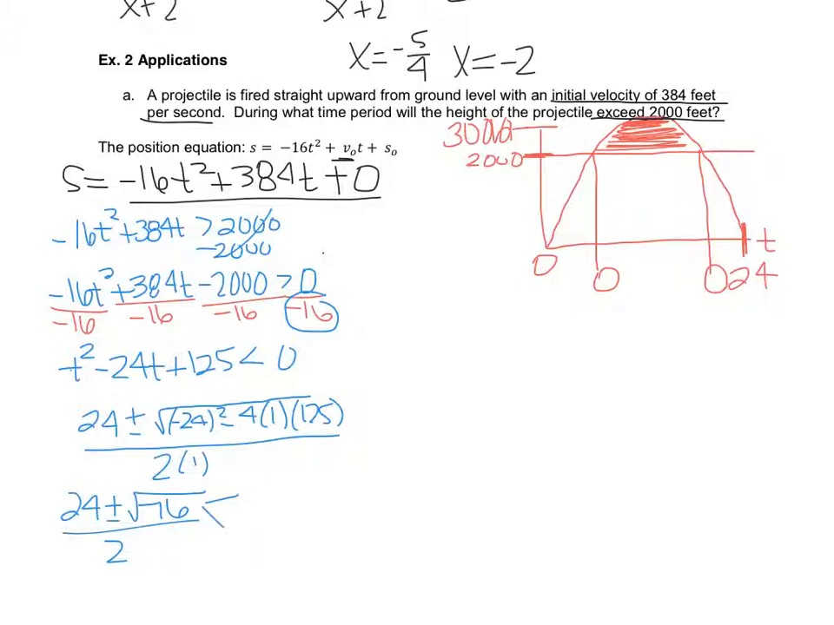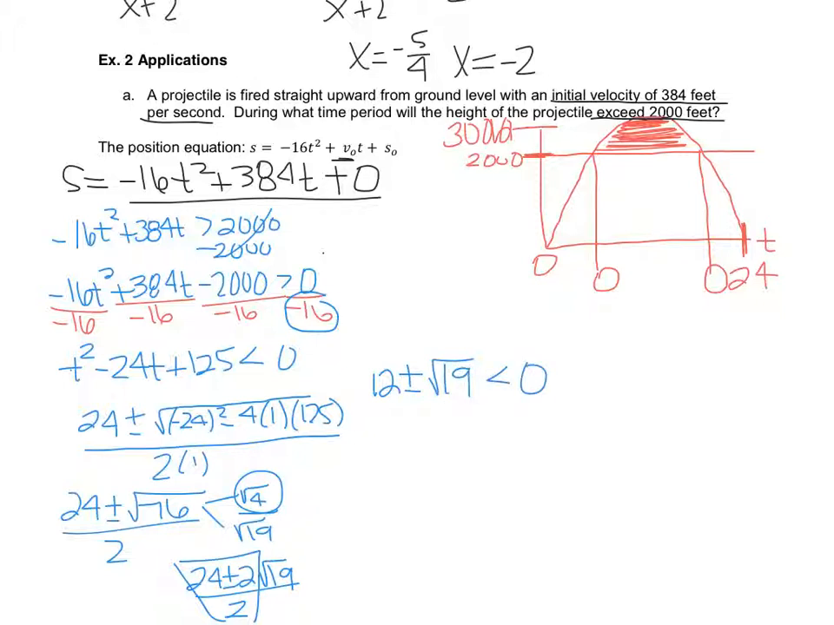Now, the square root of 76 will break down to the square root of 4 times the square root of 19. So we can actually take the square root of 4 out. Square root of 4 is 2. So when I'm rewriting this, I can say 24 plus or minus 2 square roots of 19 all over 2. And then you've got your magic triangle, and you can reduce. So that leaves you with 12 plus or minus the square root of 19 is less than 0.